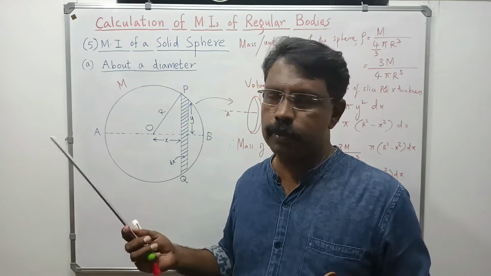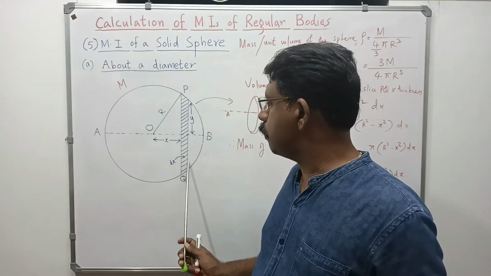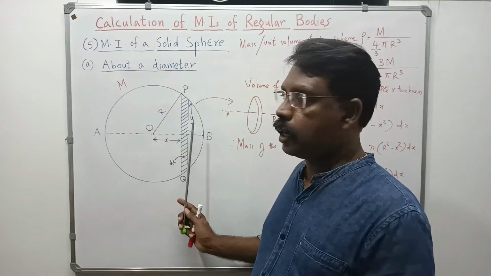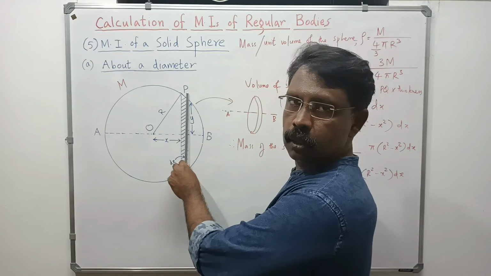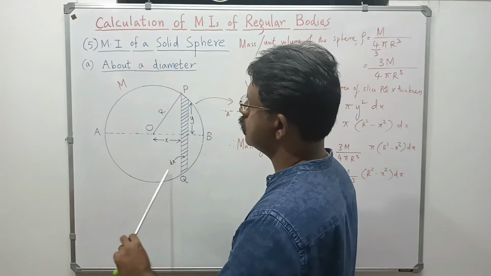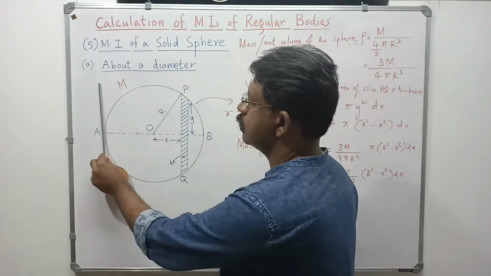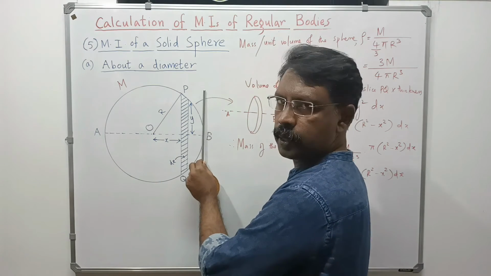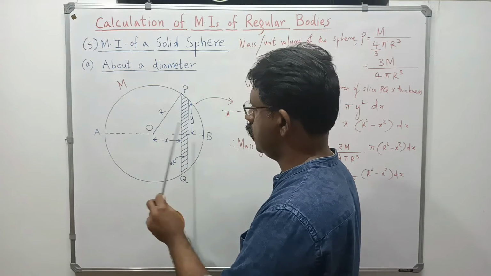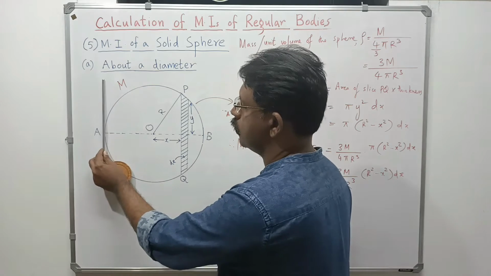Now what is the next step? After finding out the moment of inertia of this slice about this diameter, we can argue that such slices will come from here to here. This sphere is made up of such slices which are lying between this point A and this point B. Such disks are lying between this point and this point.